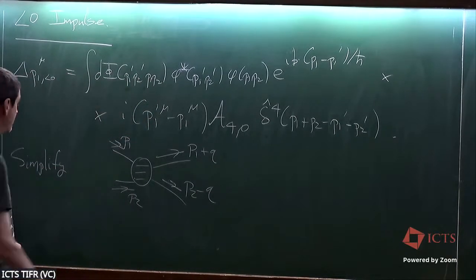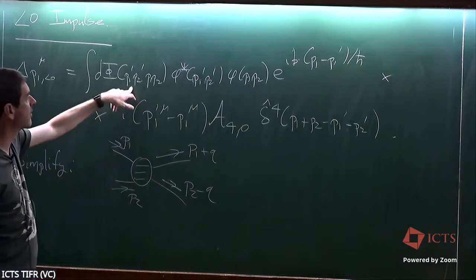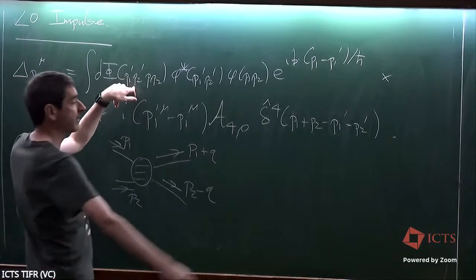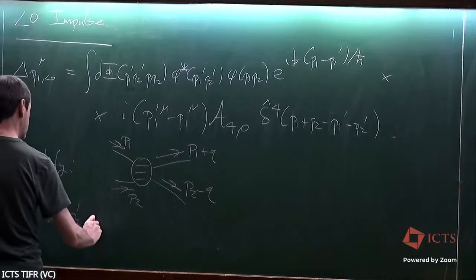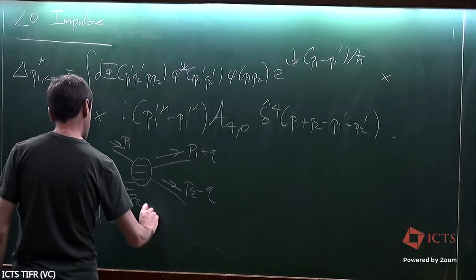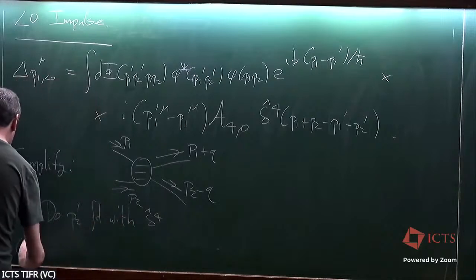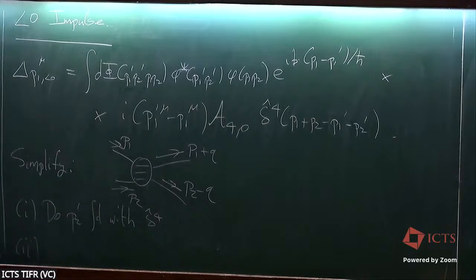So the way I'm going to achieve this is by doing one of the integrals. I'll do the P2 prime integral with this delta 4. And then I will do a change of variables for the P1 prime integral.